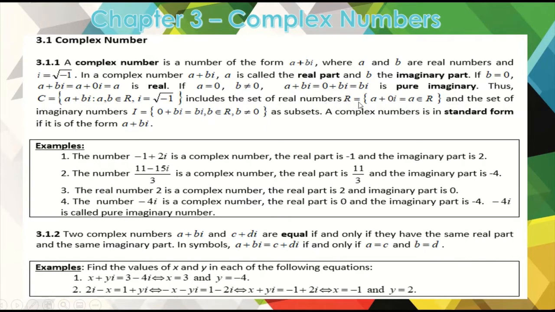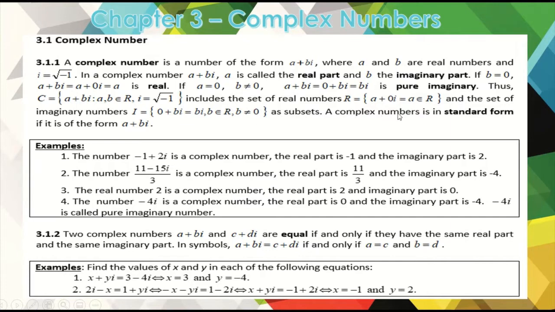So, the real numbers is equal to a plus 0i, which is equal to a, and a is an element of the real numbers. And the set of imaginary numbers, i is equal to 0 plus bi, which is equal to bi, where b is an element of the real numbers and b is not equal to 0, as subsets. So again, ang imaginary numbers og ang real numbers subset sa atong complex numbers.